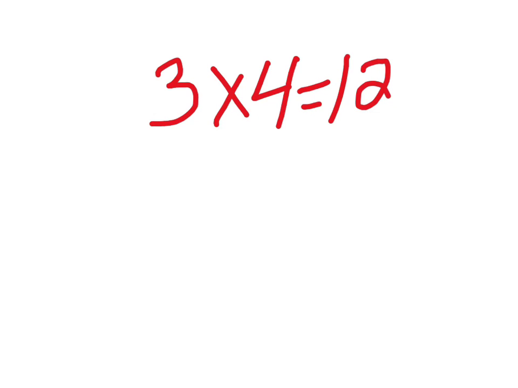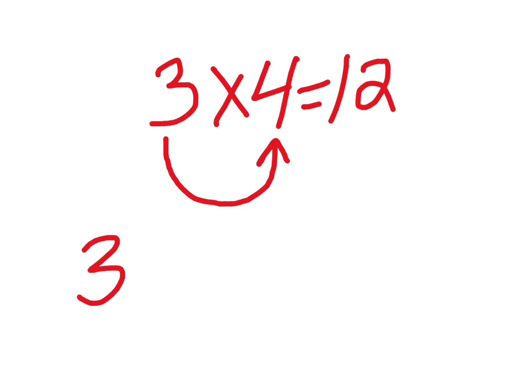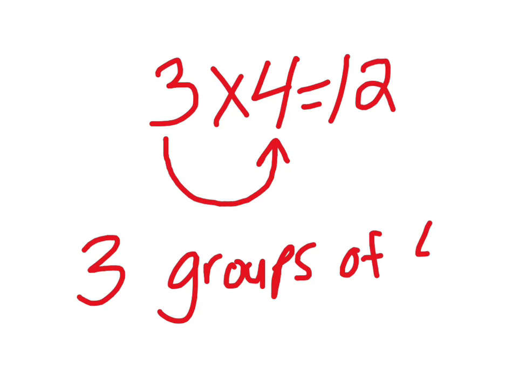Okay, so in our class, we learn multiplication in a very basic way, but it helps us see things in a way that helps organize our thoughts a little differently. So if we have a basic problem like 3 times 4 equals 12, we look at it as 3 and 4 working together in groups. So this really says 3 groups of 4.